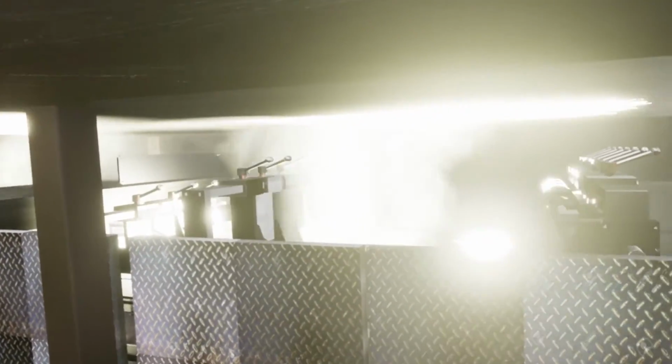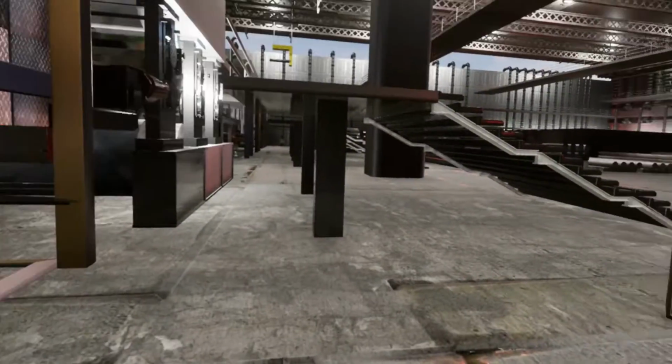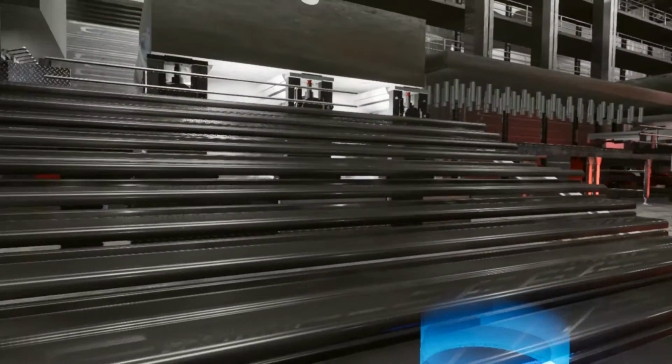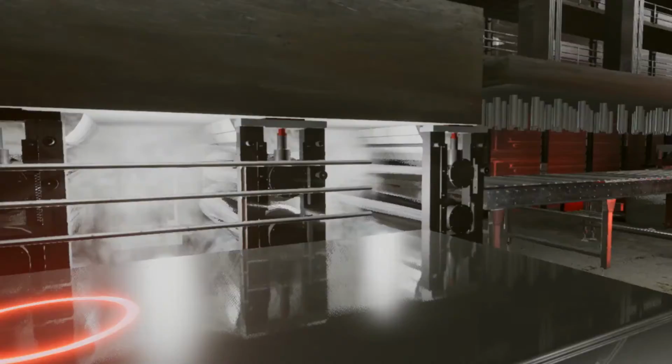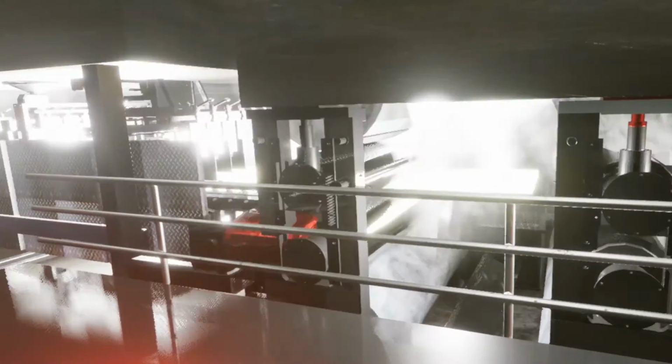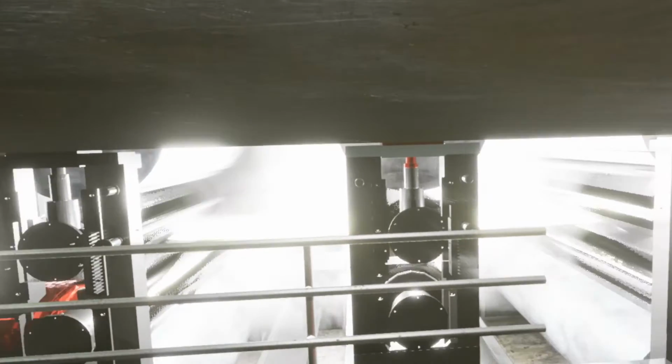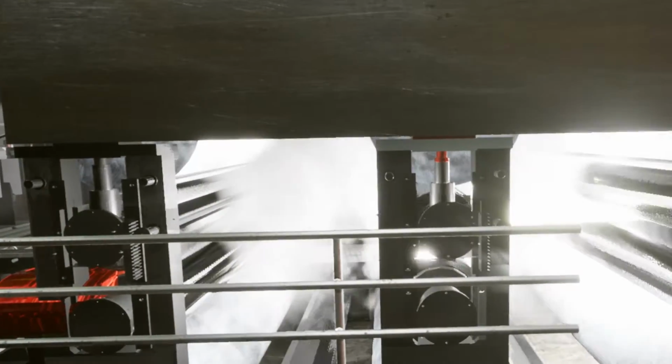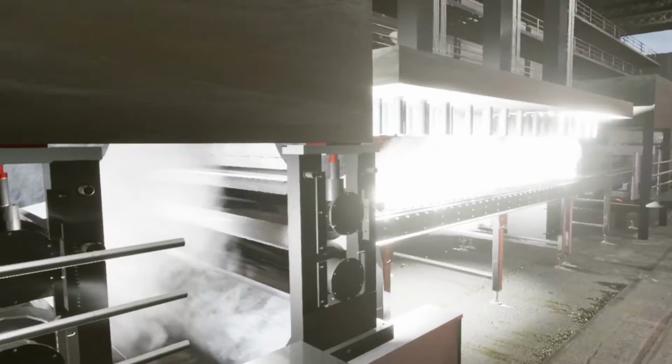This is the cleansing section of the facility. There is another cleansing section at the end of the production line, just before the coiling section. During the heating process of the material, and the transport to the rolling section, the hot material reacts to the oxygen in the air, and the mill scale consisting of oxides is formed on the surface.